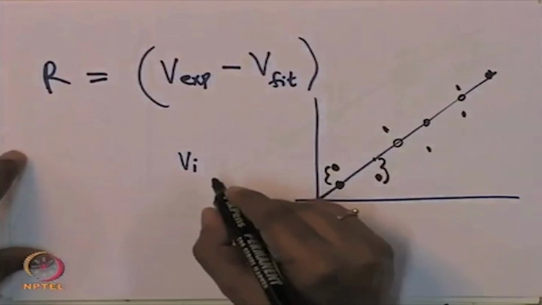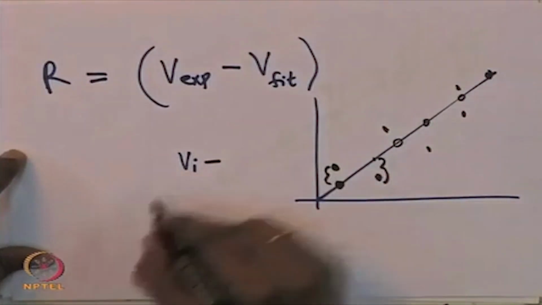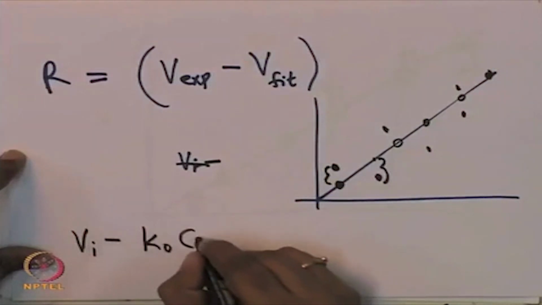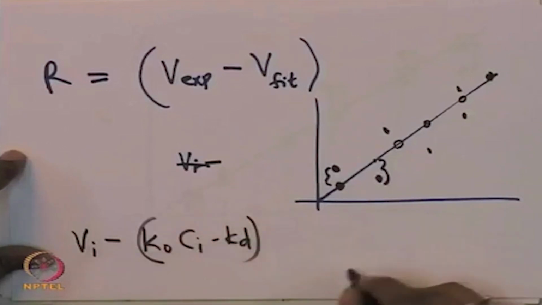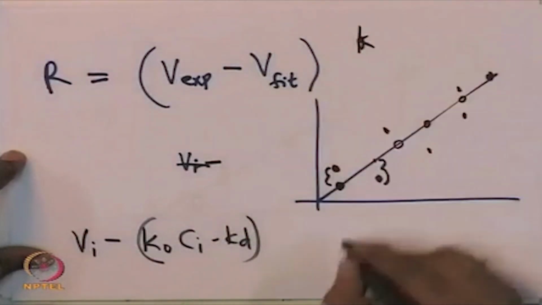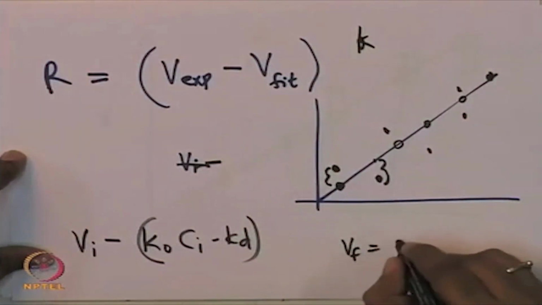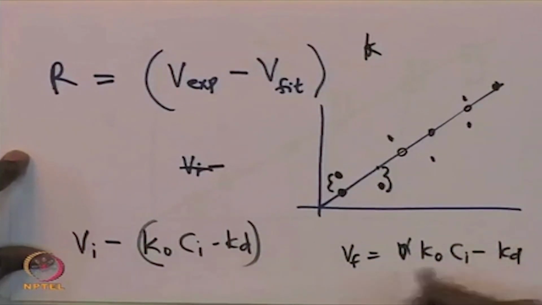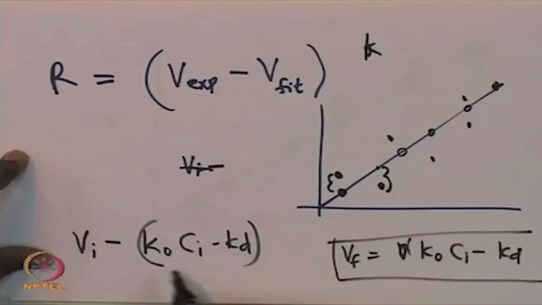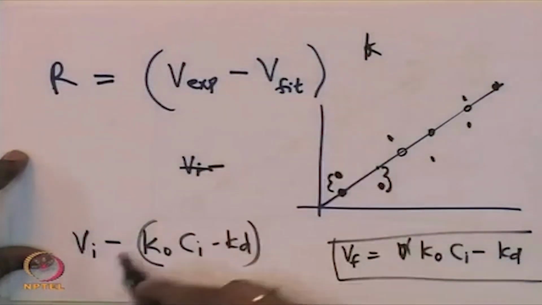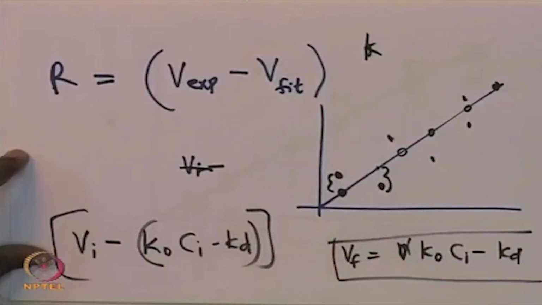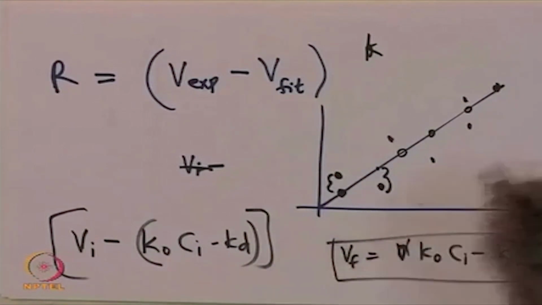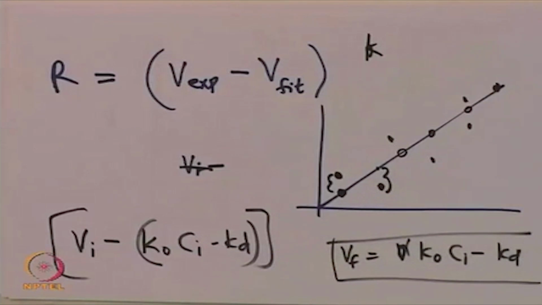should be minimal. So, Vi minus what is the theoretical value? Vi is the experimental value, the theoretical value will be K0 Ci minus Kd. This is the value we get from fitting. From fitting we get that V fitting is K0 Ci minus Kd. If we know K0 and Kd, we can get this Vf. So, Vi minus Vf should be minimal, but for every value there is a difference, and the total difference should be minimal.